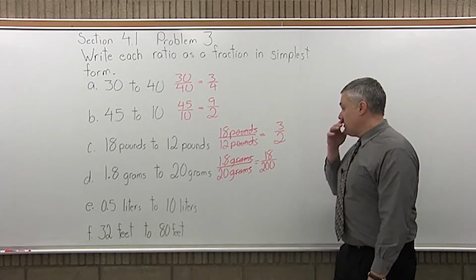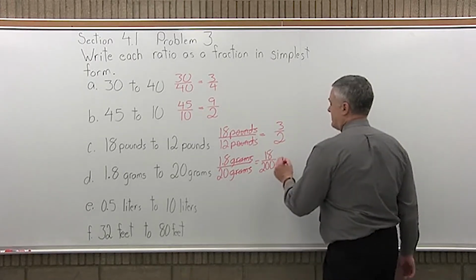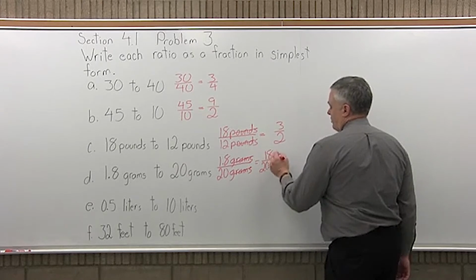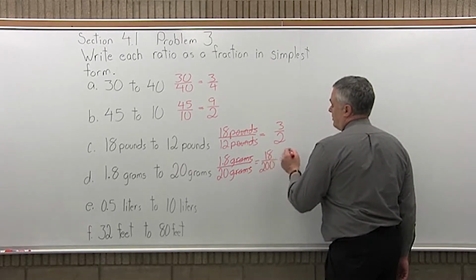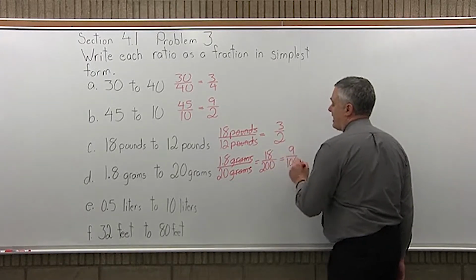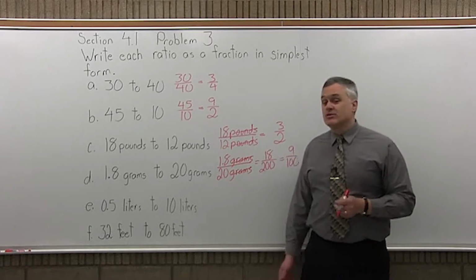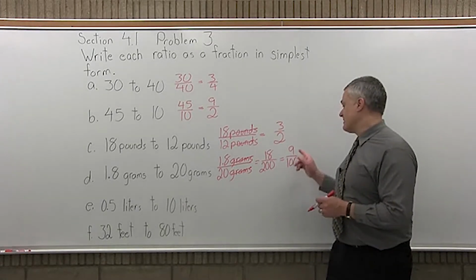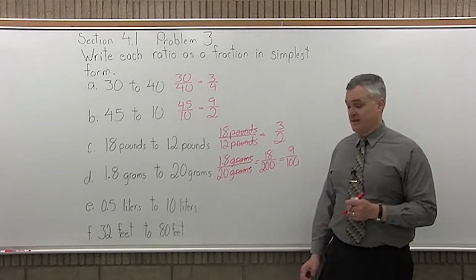Now, they're both even, so I can at least cut them in half, or divide by 2. 2 will divide into 18 9 times. 2 will divide into 200 100 times. So 9 over 100. Can I reduce that further? I cannot. Nothing divides into both 9 and 100 evenly.